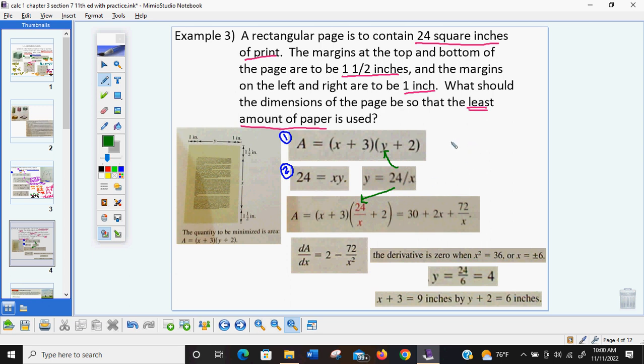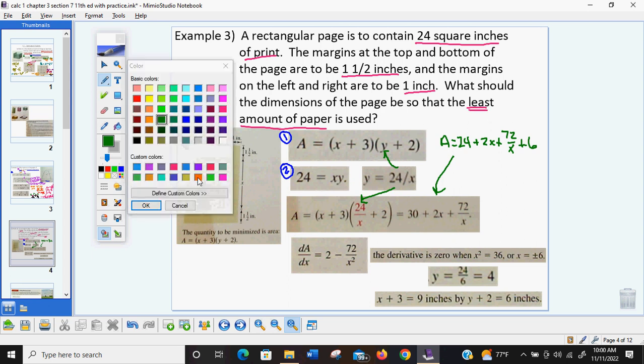X times 24 over X gives us 24. Then X times 2 gives us a positive 2X. Then 3 times 24 over X gives us a positive 72 over X. And 3 times 2 gives us a positive 6. When you combine your terms, this is what you end up with: A equals 30 plus 2X plus 72 over X.